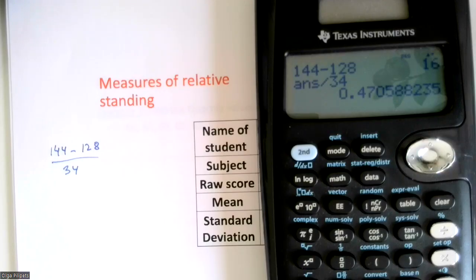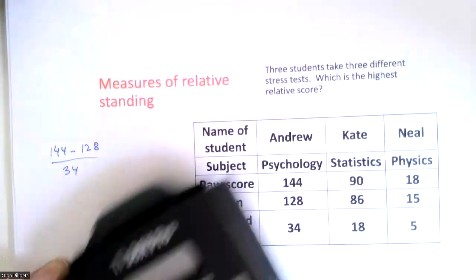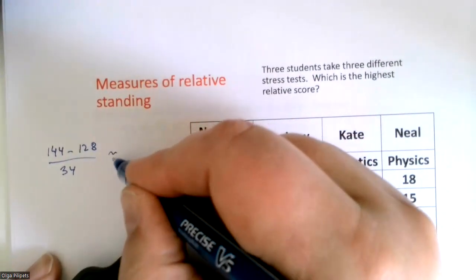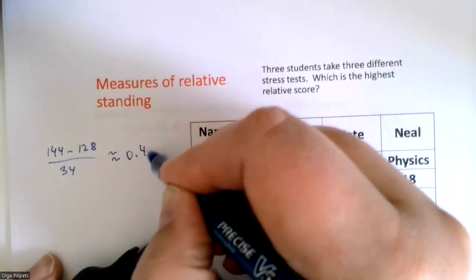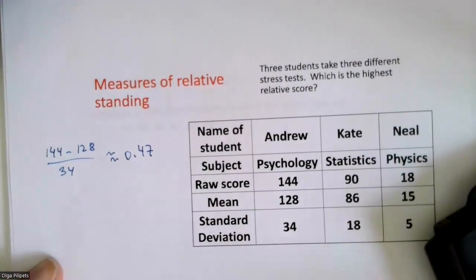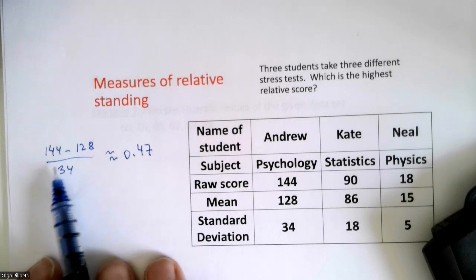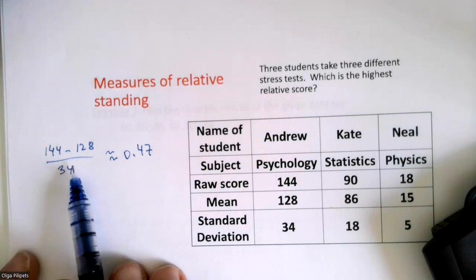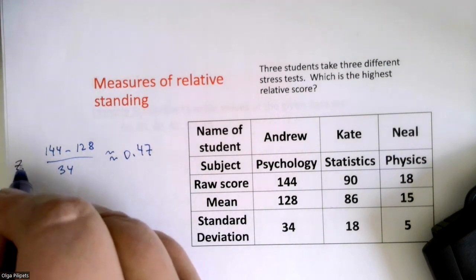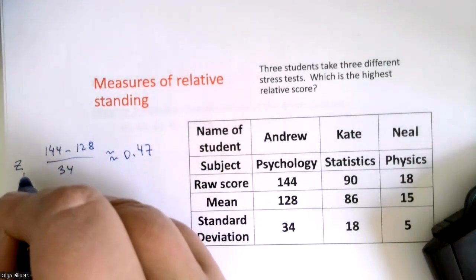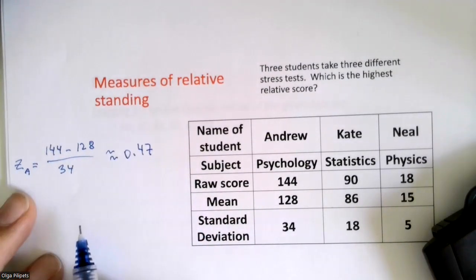So here I got 0.47, approximately, rounded to 2 decimal places. By the way, when we figure out how far a score is from the mean in terms of standard deviations, it's called a z-score. So I'm going to write Z sub A for Andrew. The z-score of Andrew's test was 0.47.